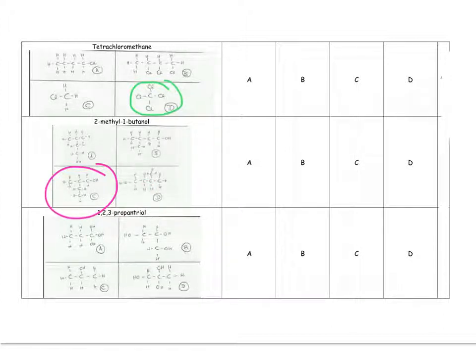1, 2, 3 propanetriol means I have got 3 carbons, and I need to have an alcohol group on each of those 3 carbons. So it is going to be 1, 2, 3 carbons in a chain. This one's got an alcohol group, this one's got an alcohol group, and that one's got an alcohol group. So your correct answer here is going to be B.